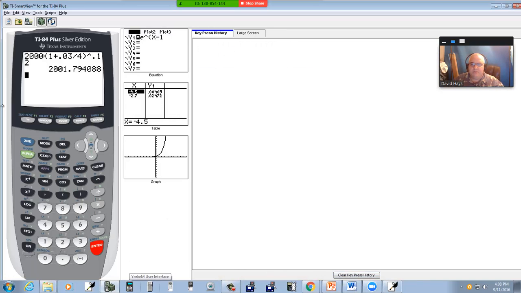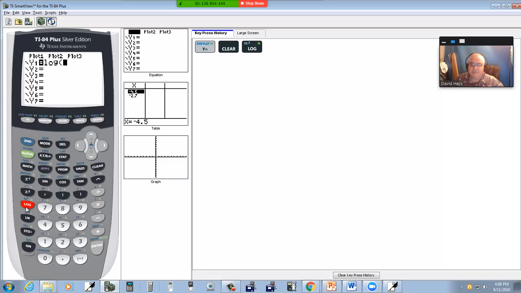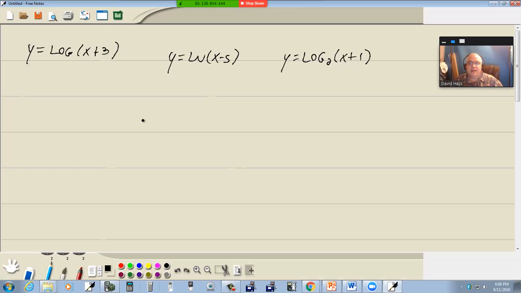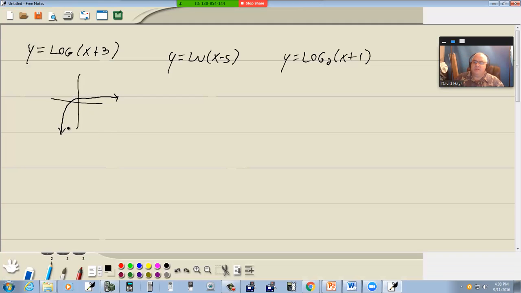Now this first one, y is equal to log of x plus 3. I go to my calculator, do my y equals, clear. And I've got log, so push my log button. This is base 10 of x plus 3. And then we'll press graph. Now the calculator always will show these wrong. They never just stop. See how this just looks like it stops? It keeps going on forever. So that's what it should look like.